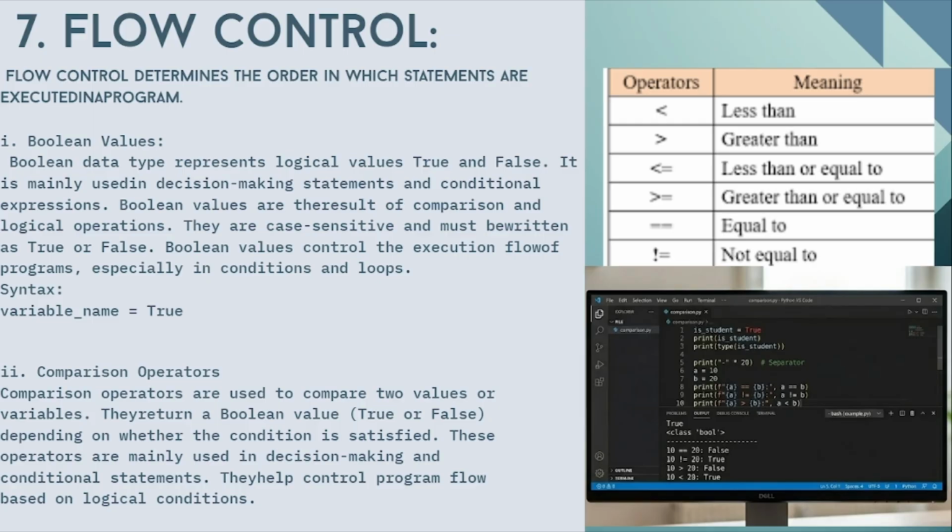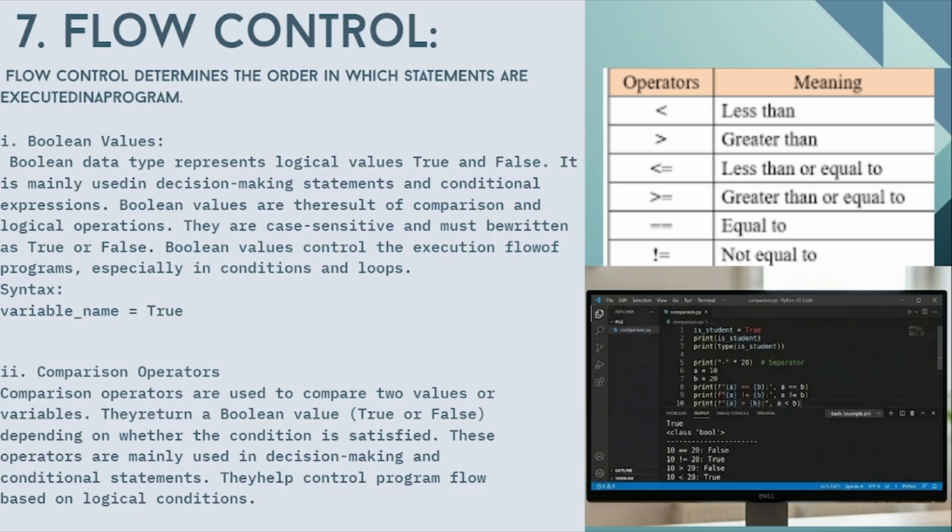Next, comparison operator. Comparison operators are used to compare values or variables. Why do we use comparison operators? As the name itself suggests, we use them to compare two values or two variables. They return a boolean value, true or false, depending on whether the condition is satisfied. If the condition of the comparison operator is satisfied, it returns true. If it is not satisfied, it returns false.